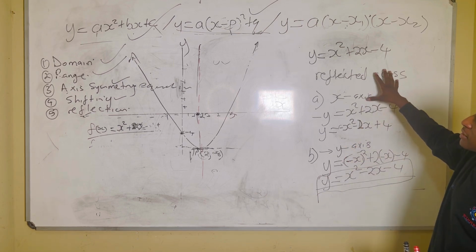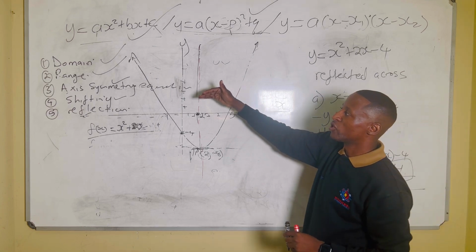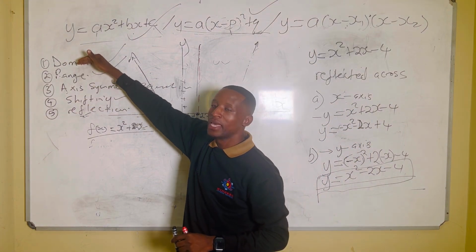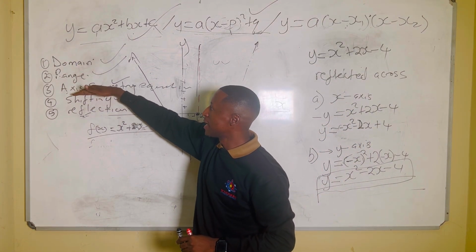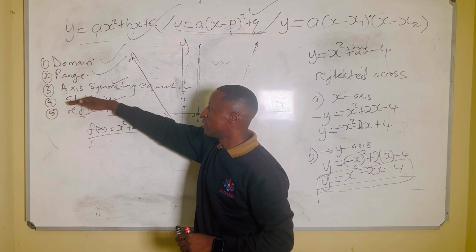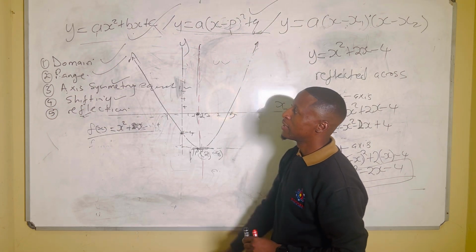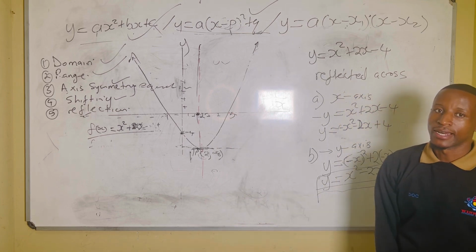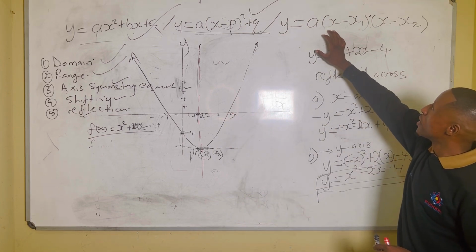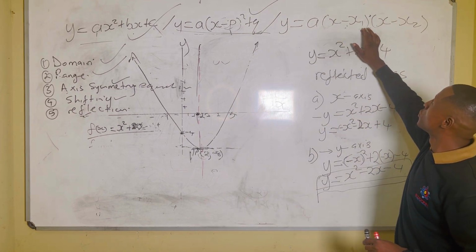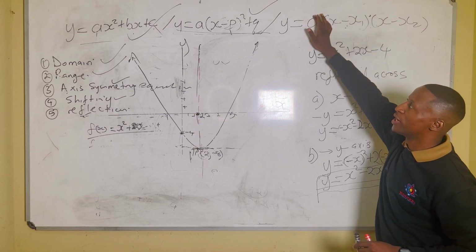So basically, these are the questions that you must expect: domain, range, axis of symmetry, shifting, and reflection. You must expect them in a given graph. So we are now going to move to applying this equation.